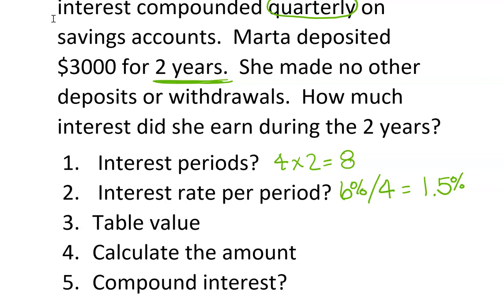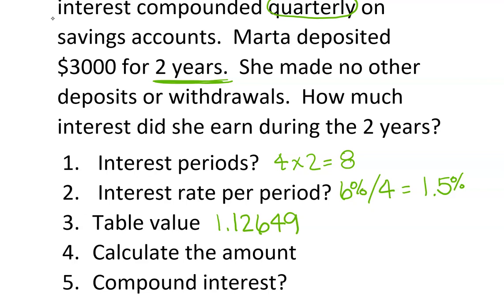Our table value we get by looking at the back. It is table A11. So look in the orange section, A11. You'll see that that is quite a large table. Down the left side, you'll see the periods. So we need to look up 8 periods. We're going to follow it over until we hit the 1.5% column. So 8 periods and 1.5% would be 1.12649.